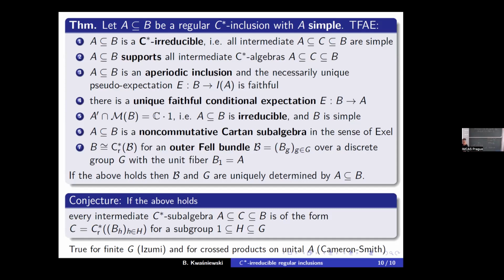So the problem here is that if we can prove that every intermediate inclusion is regular, then we are done, because then we can apply the same theorem to A and C, and we would get this Galois correspondence. Another way to approach this would be via Morita equivalence, because every Fell bundle is Morita equivalent to a genuine action by passing to the double crossed product construction.